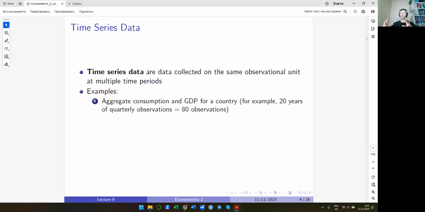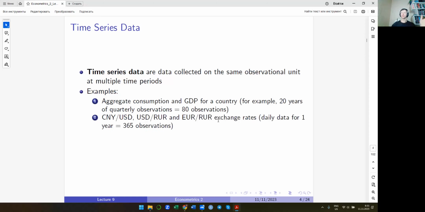We take a particular country, we set the range of dates, for example, quarters, 80 observations. And then at every quarter, we observe and register the value of aggregate consumption, or GDP, or some other macroeconomic variable: unemployment rate, inflation, imports, exports, whatever. Currency exchange rates, Chinese yuan to dollar, dollar to ruble, euro to ruble, whatever.